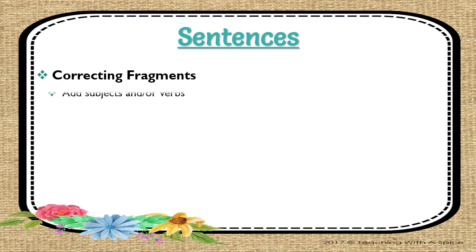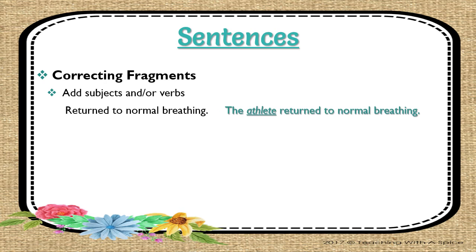To correct fragments, it's very simple. Add the part that's missing. Add your subject and or verbs. Returned to normal breathing. Well, we're missing who returned to normal breathing, so we'll add that. The athlete returned to normal breathing.